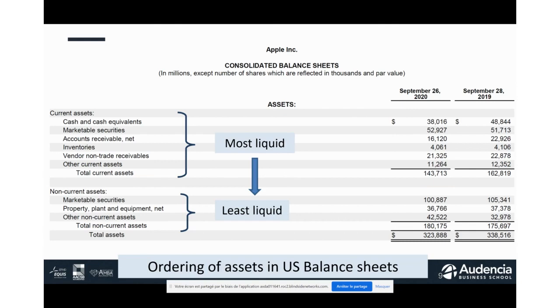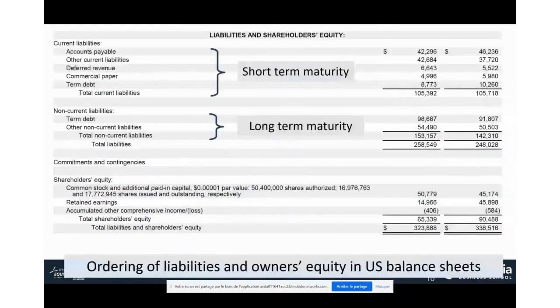Here, so it's for the assets. For the liabilities, it's the same. We start with the short term, and we finish with the long term. So this is a general presentation in the balance sheet in the US. We start with short term and we finish with the long term. Why do we do that?